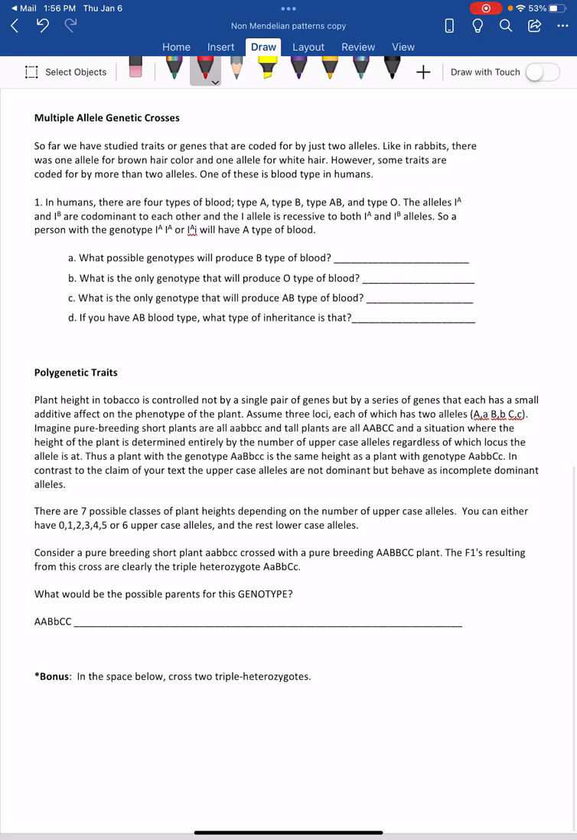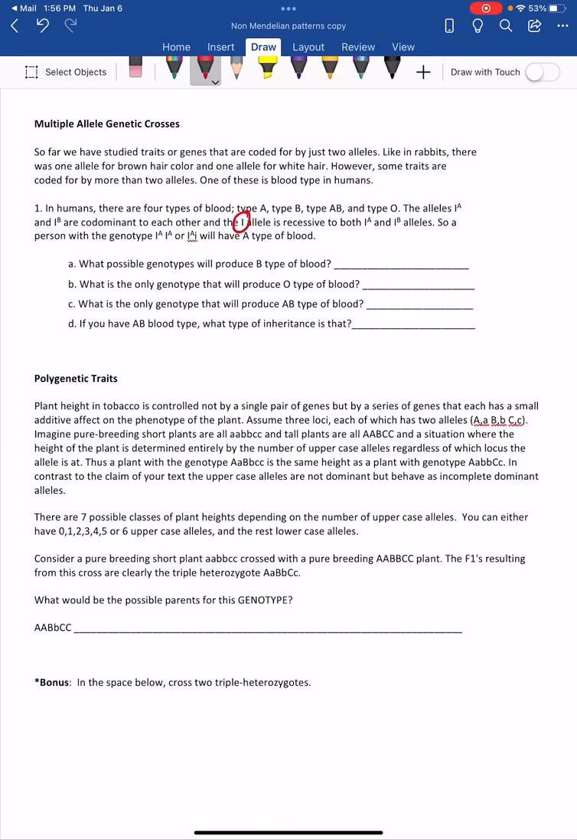All right, let's skip on back to the back, talking about multiple alleles with the first one. This one's looking at blood. In humans, there are 4 types of blood: A, B, AB, and O. I^A and I^B are codominant to each other. They're codominant. And then this should be a little i. I think when I type it in there, autocorrect wants to make it a big I. Little i is recessive to both of those. So you just have to tell about the blood genotypes that each of these would have. So that should be pretty easy.